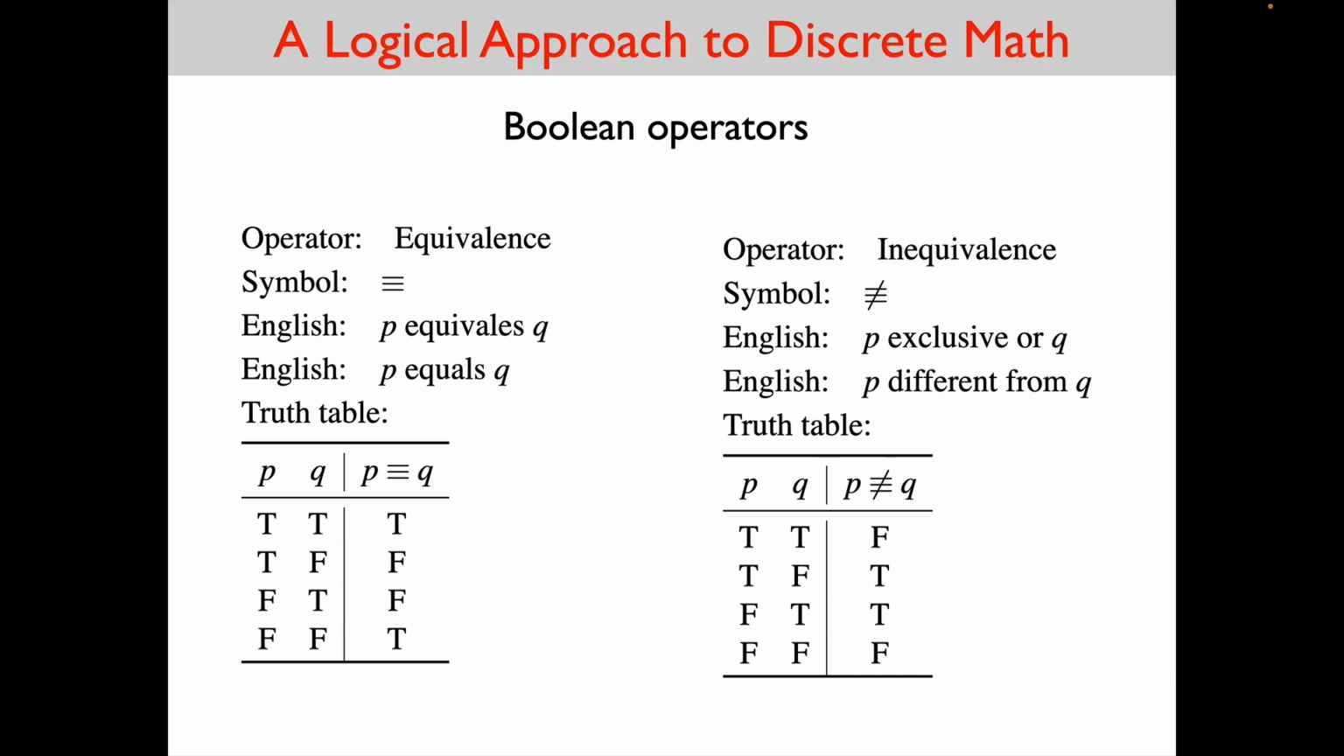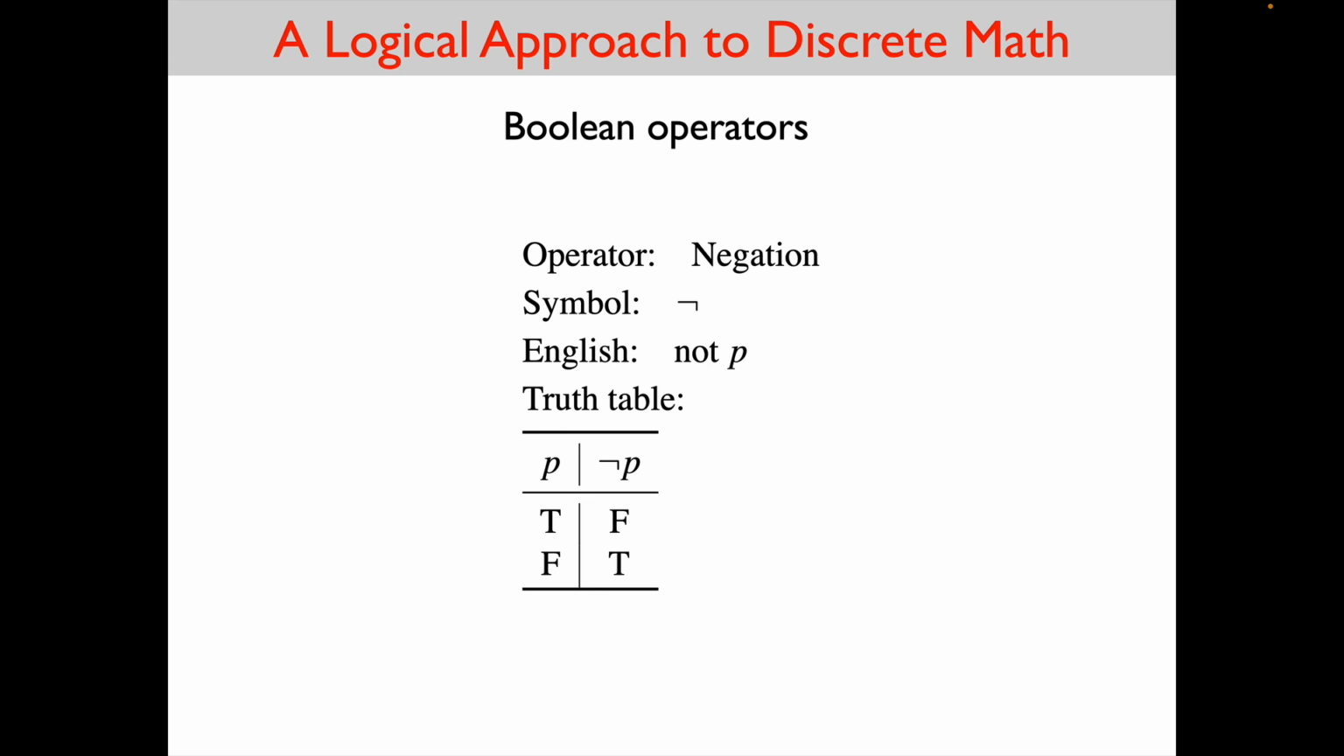So you see that whereas the third column of the equivalence table is true, false, false, true, the third column of the inequivalence operator is false, true, true, false. So that's the inequivalence operator.